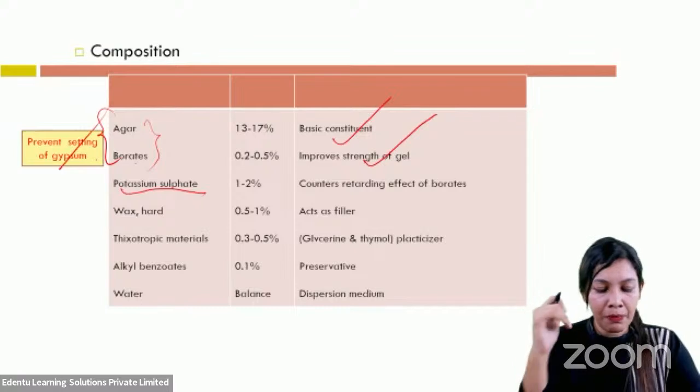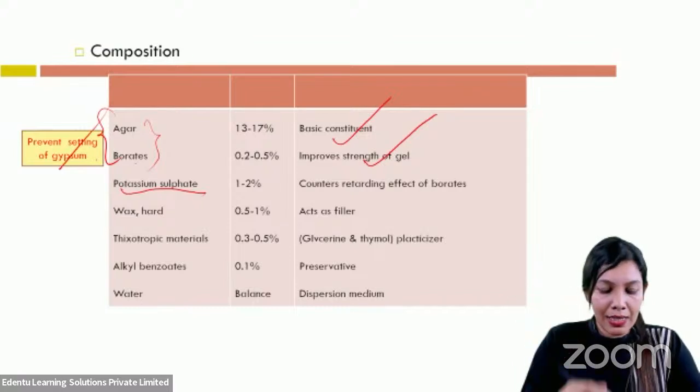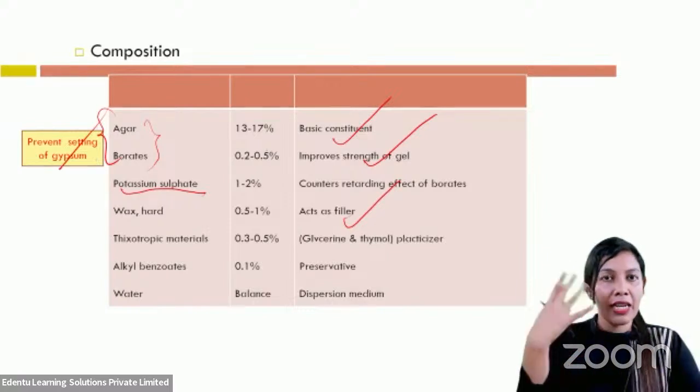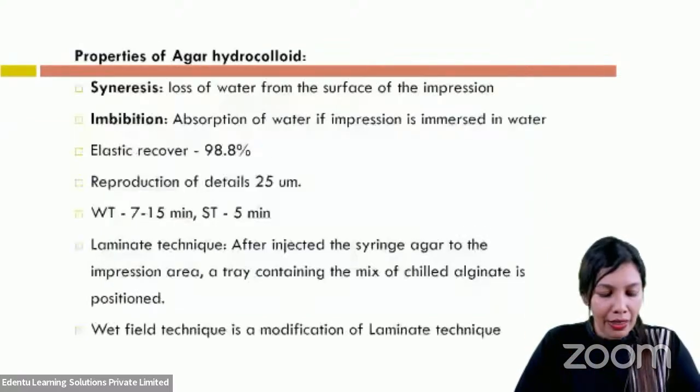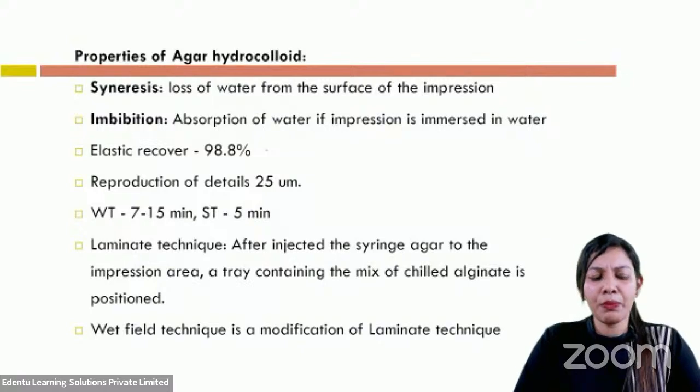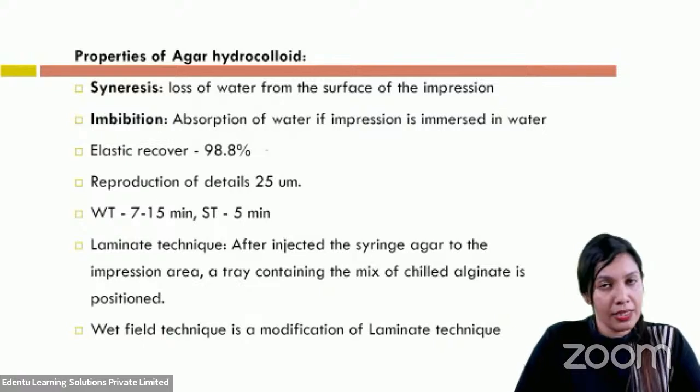Agar, borate, potassium sulfate. Again, wax is added as a filler material. So these are the four important things that you have to memorize in the composition of agar. Another important property of agar is syneresis and imbibition. What is syneresis? Syneresis is the loss of water from the surface of an impression.